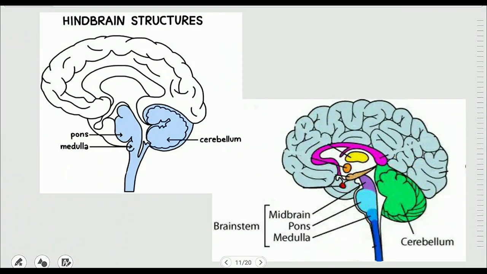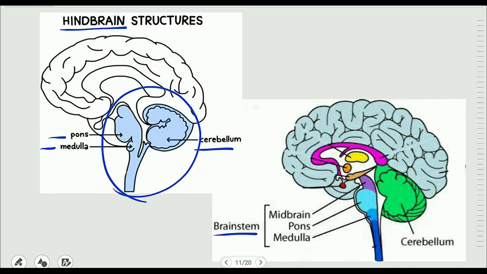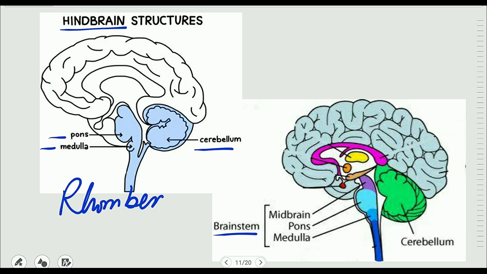Now look at these two diagrams, showing us the parts that form the hindbrain and the parts that form the brain stem. There is very little difference between these two terms, but you should know what is the difference. The hindbrain is formed by pons, medulla and the cerebellum. These three structures will form the hindbrain, and they are grouped together because embryologically they are formed from one brain vesicle, that is the rhombencephalon. So they are grouped because of their development.